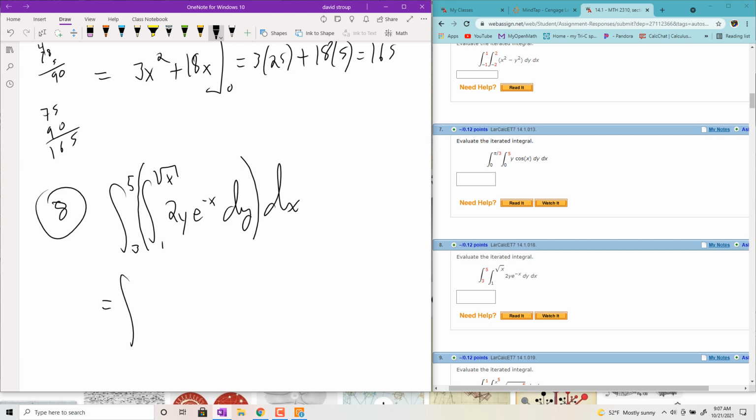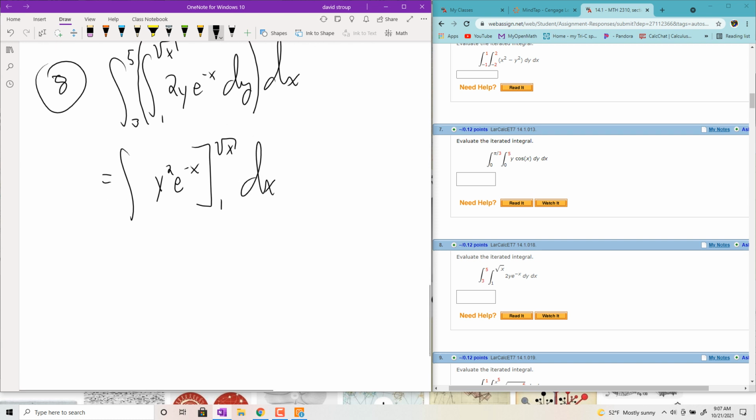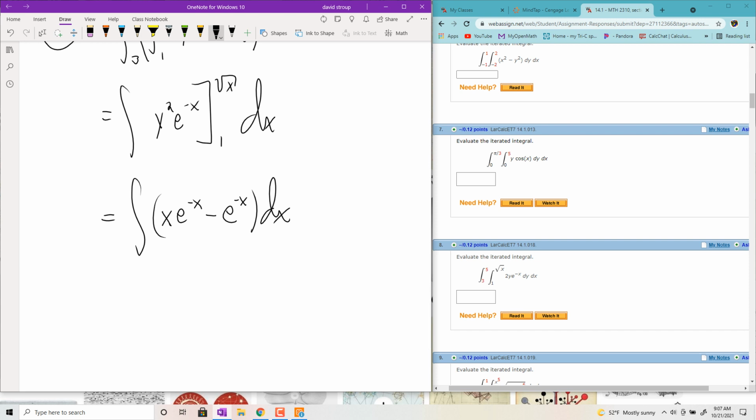So you get 2y squared over 2, so that's just going to be y squared e to the negative x, evaluating from 1 to square root x dx. So plug in square root x wherever you see a y. So square root x squared is going to be an x e to the negative x. And then minus, plug in 1, just e to the negative x dx. Sadly, it looks like we have a by parts right here. So I have to integrate that thing by parts.